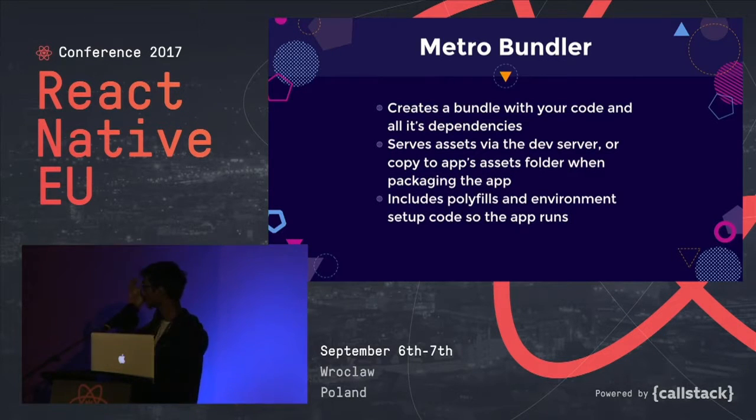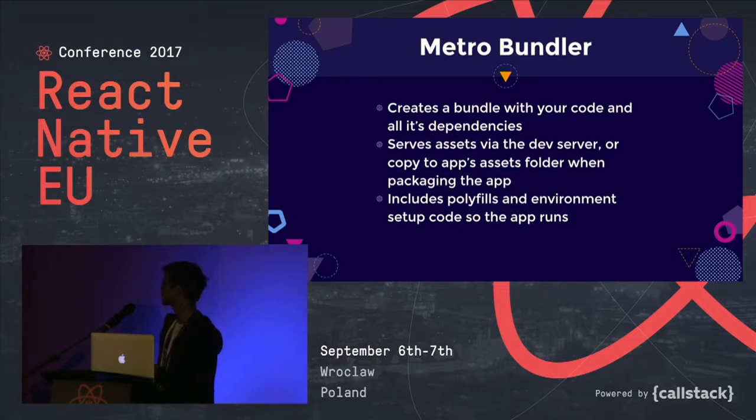Metro Bundler also includes polyfills and setup code in the bundle. Polyfills, as in, because the JSC version in React Native is very old, we need a lot of polyfills to support new ES6 features. So those polyfills are included, and we also have some setup code. The setup code includes setting up global variables needed by React Native, and some polyfills like fetch and XMLHttpRequest, all these are implemented.